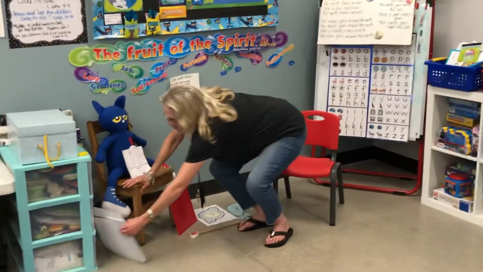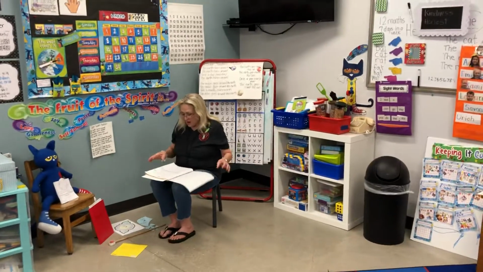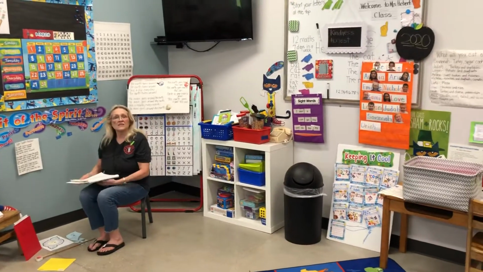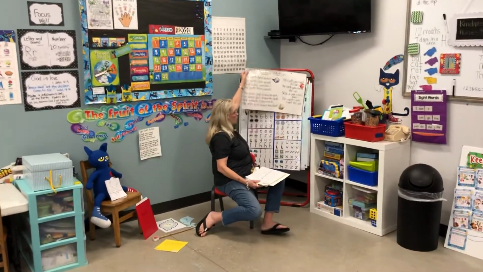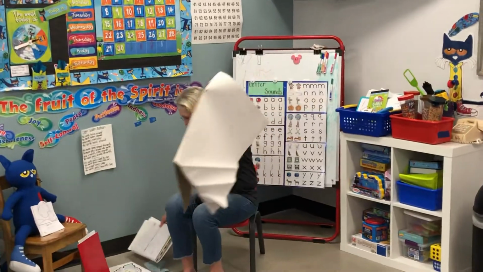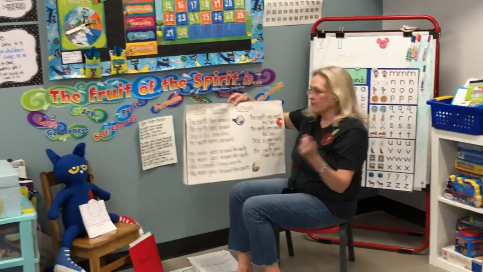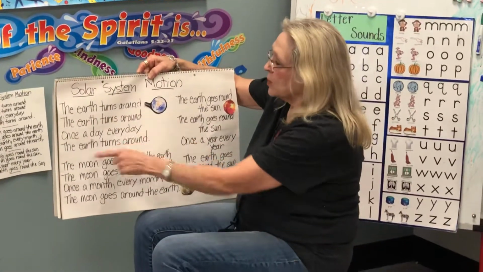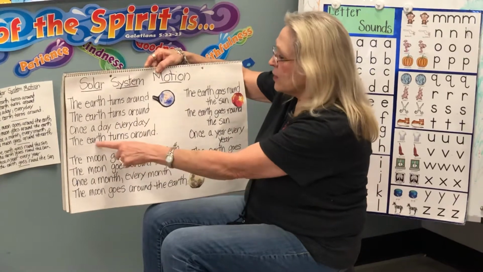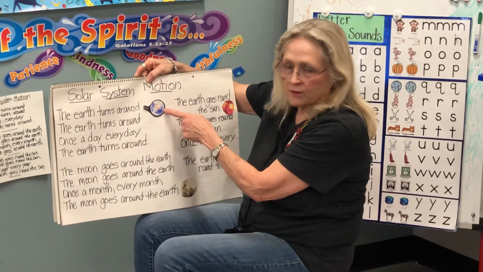I want you to know that I have a poem for you about space. It's about solar system motion. I want to read this poem to you. The earth turns around, the earth turns around. Once a day, every day, the earth turns around. Here is a picture of the earth.